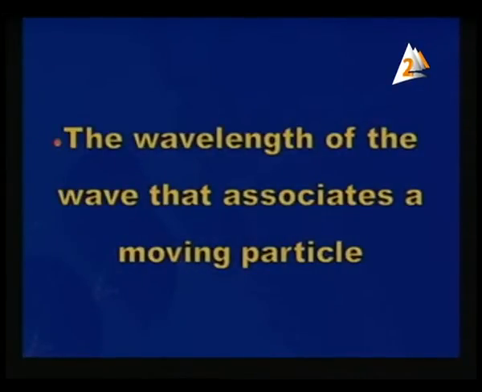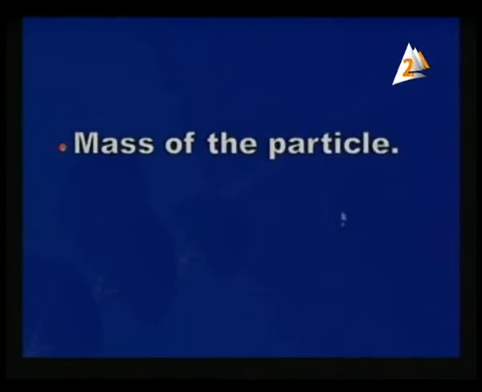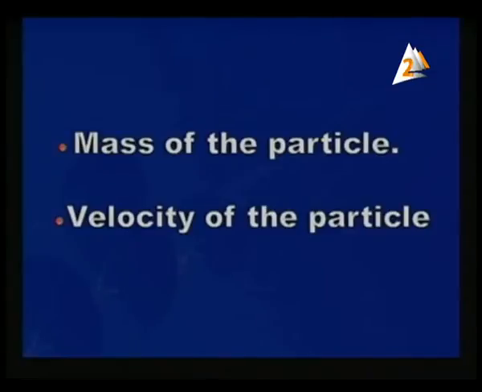What are the factors affecting the wavelength of the wave that associates a moving particle? De Broglie equation. We want the factors affecting the wavelength of the wave that associates a moving particle: the mass of the particle and the velocity of the particle. So mass and velocity of the moving particle.